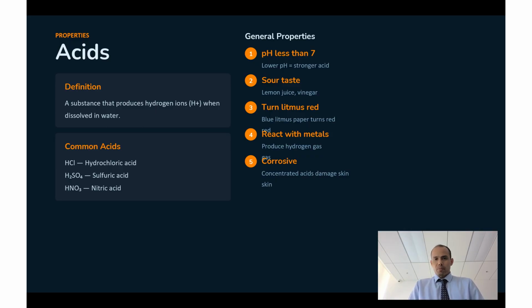What are their general properties? They have a pH less than 7. Their taste is sour, and they turn blue litmus paper red. They react with metals and produce hydrogen gas. They are corrosive, so they can damage our skin, especially if they are concentrated.